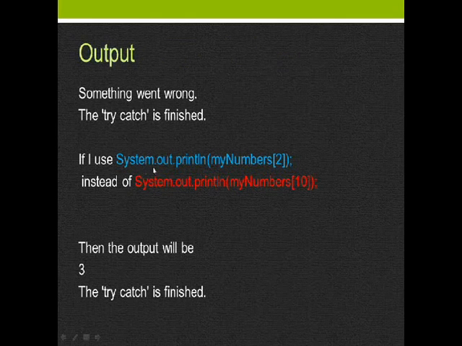If I use System.out.println myNumbers[2], that is the third element, if I want to print it instead of myNumbers[10], then what output will it produce? The output will be 3 and the try catch is finished. There is no error in this code.